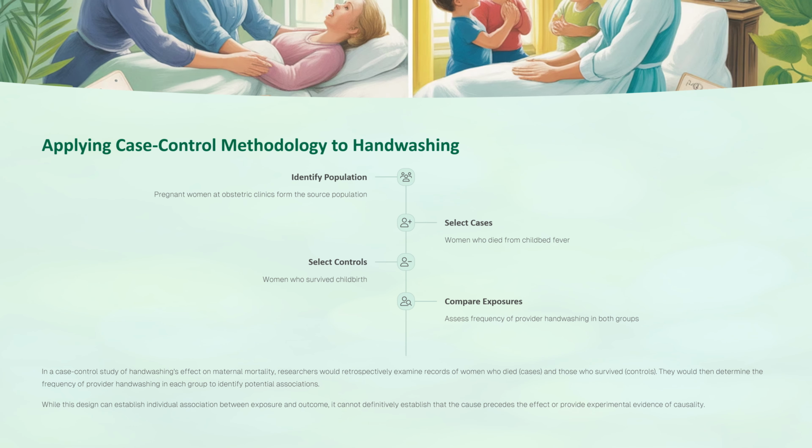Now let's apply our case control methodology to hand washing, our Dr. Semmelweis example. The population here in question would be pregnant women at obstetric clinics giving birth. The cases would be those who died during childbirth from a fever, and the controls would be those who survived. Then we would go back in time and assess the frequency of provider hand washing in both groups. So in this case control study of hand washing's effect on maternal mortality, researchers would retrospectively examine the records of those who died versus those who survived for the hand washing habits of those who took care of them.